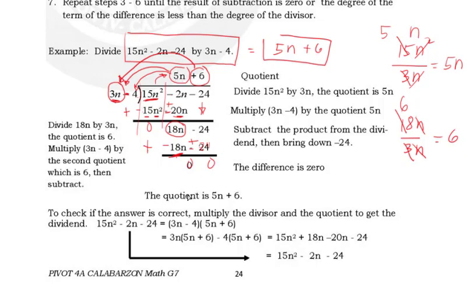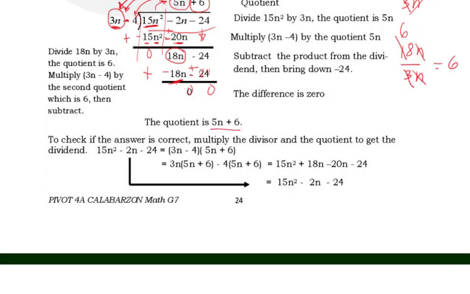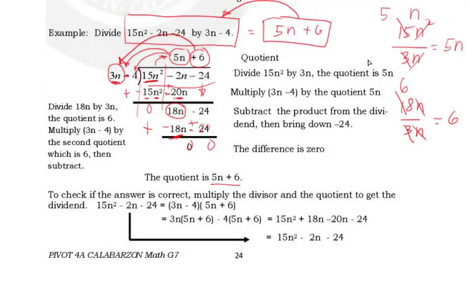If you want to check whether your answer is correct, just multiply. You multiply the quotient by the divisor. When you multiply the two and the result is the dividend, then your answer is correct. So the quotient now is 5n plus 6. To check if the answer is correct, multiply the divisor and the quotient to get the dividend. Let us try it.